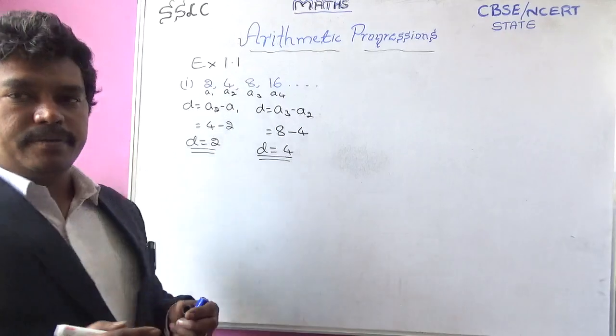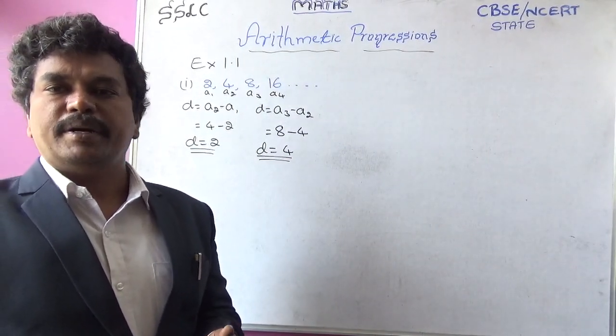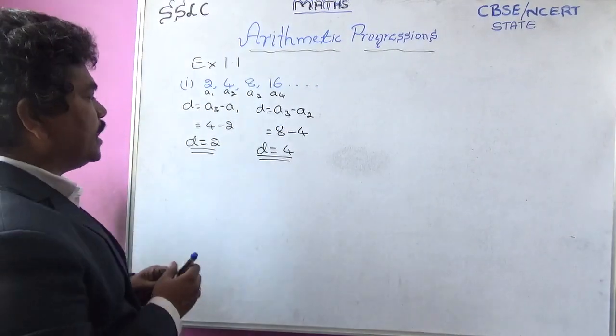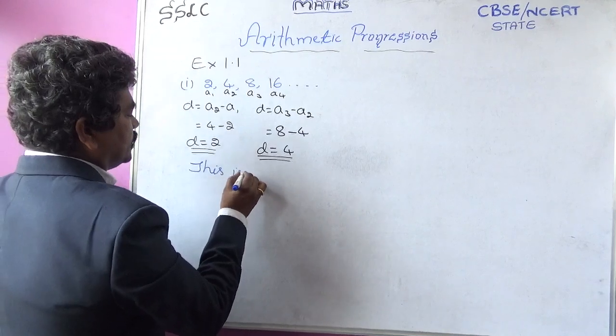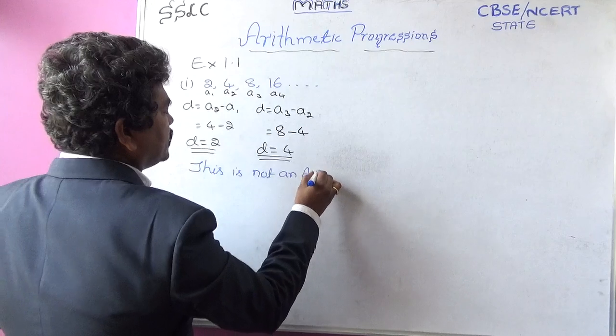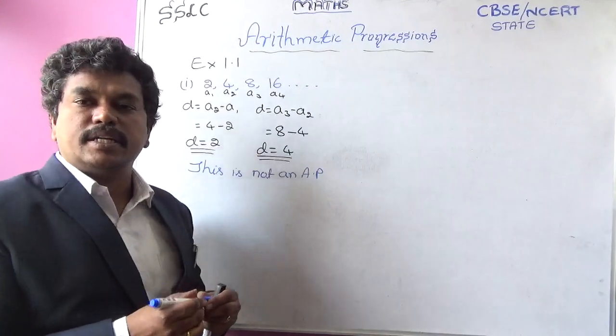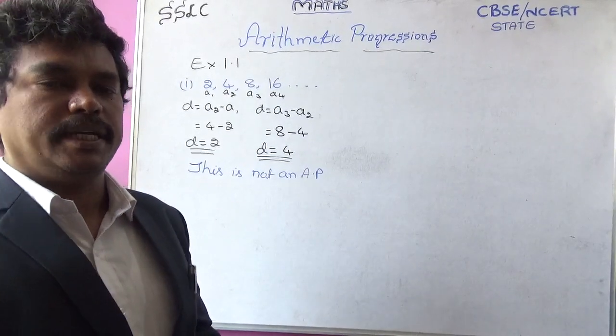There are different numbers for the common difference. The value of the common difference is different. So you write: this is not an AP. If it is not an AP, it is not necessary to find the next terms. If it is an AP, you have to find the next 3 terms.